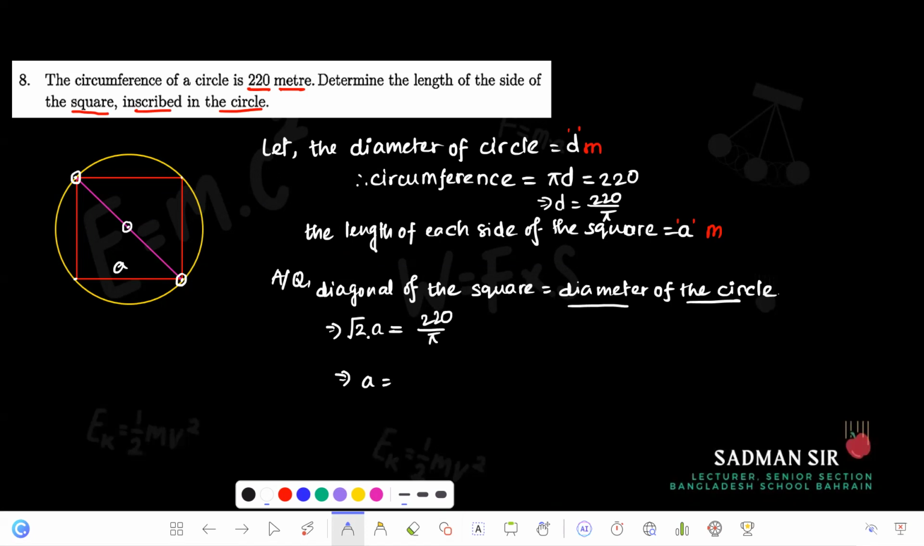I'm trying to find out the value of A. This root 2 is multiplied on the left hand side. When I change the side, it will be divided: 220 divided by root 2 pi. From here, you can find the length of one side of the square. Do it quickly, please.